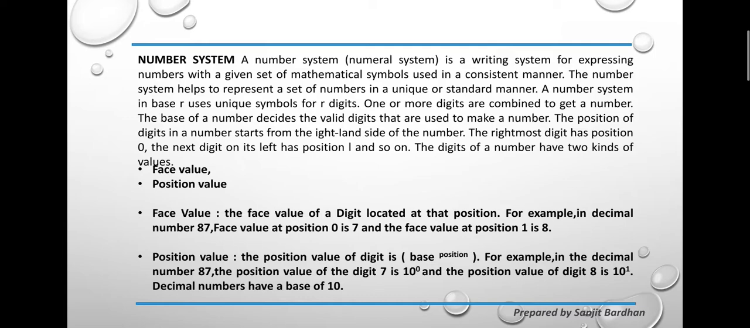One or more digits are combined to get a number. The base of the number decides the valid digits that are used to make a number. The position of a digit starts from the right-hand side of the number toward the left-hand side. The rightmost digit has position 0, and the next digit to the left has position 1, and so on. The digits of the number have two kinds of values.